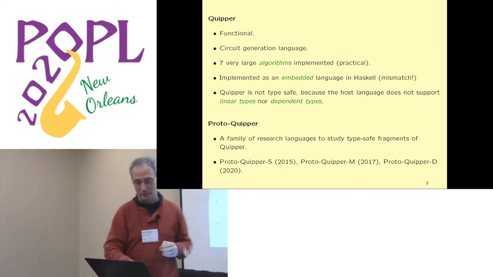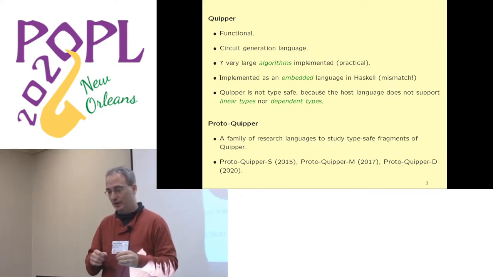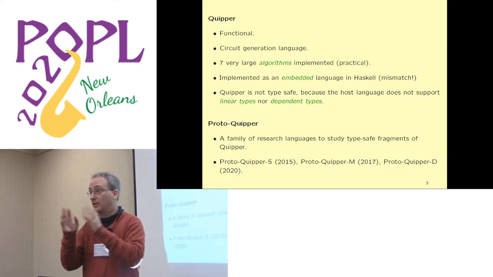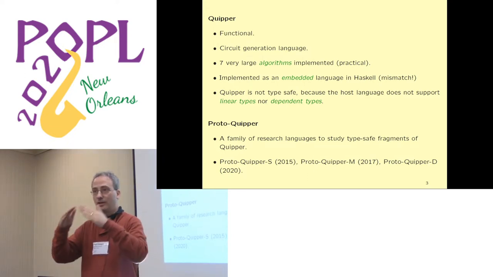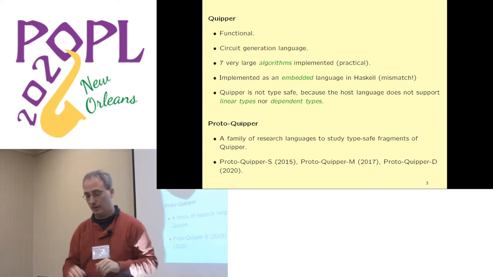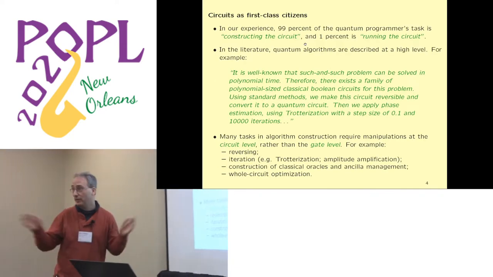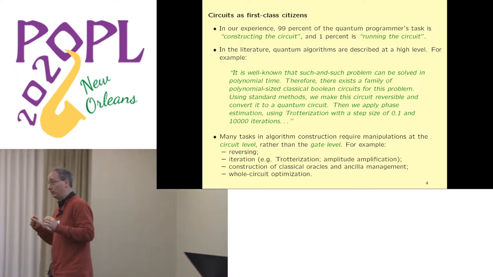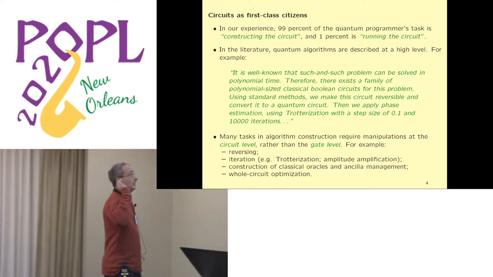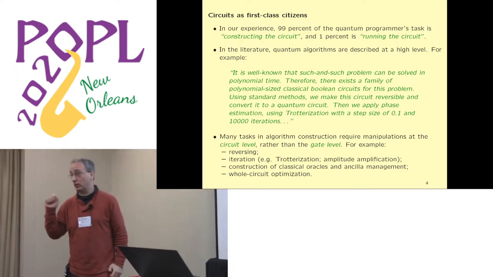That's just what you do: at first you have a really small language, it's type safe but completely useless, and then you try to close the gap between that and the actual Quipper by adding more and more features to it. So one thing that all the Quipper-like languages do is they're all languages for describing quantum circuits, okay?